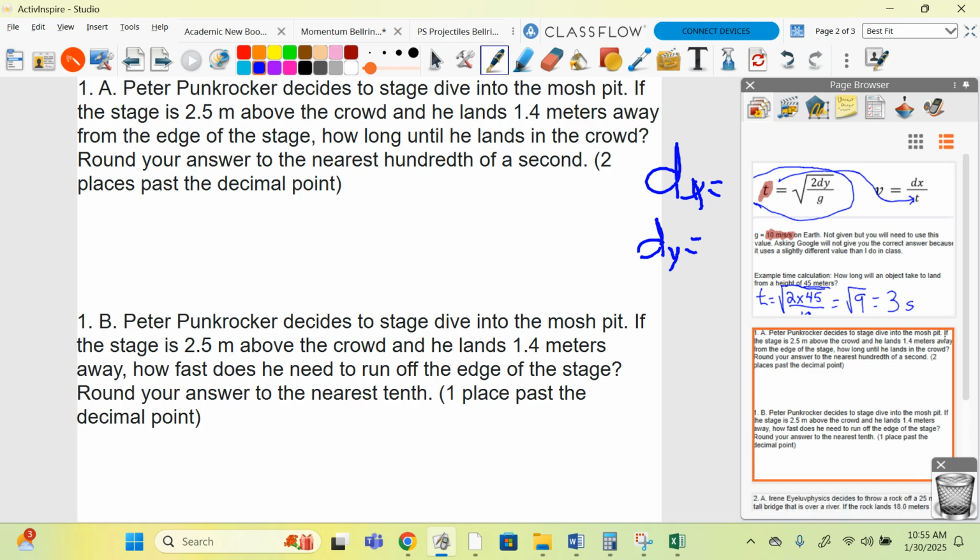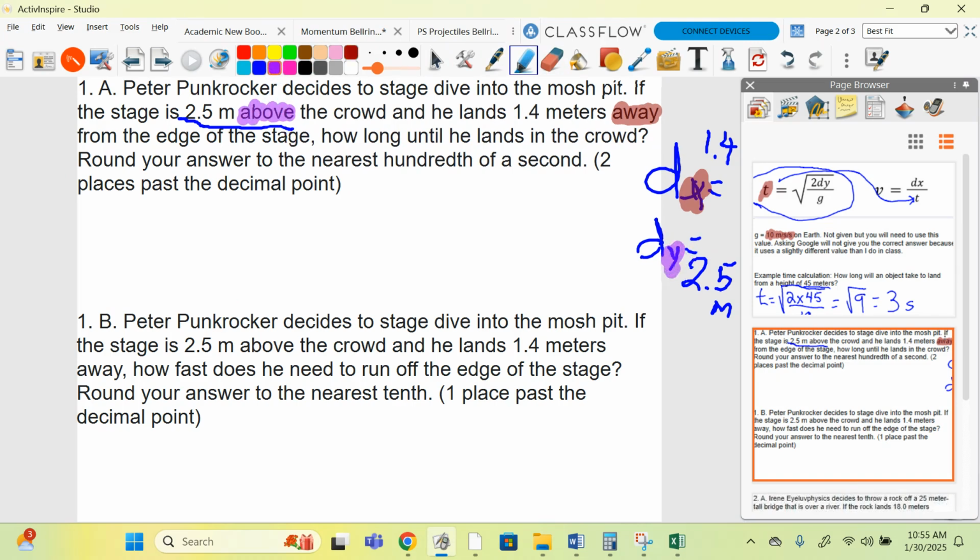As I'm reading this, Peter Prunkrocker decides to dive into a mosh pit. If the stage is 2.5 meters above, if it's talking about above, I would look up. That is my dy, 2.5 meters. A good way to remember the difference between the x and the y: if it happens to say away from you, that's your dx, 1.4 meters. Whereas above is a good way to realize that you're talking about the y.